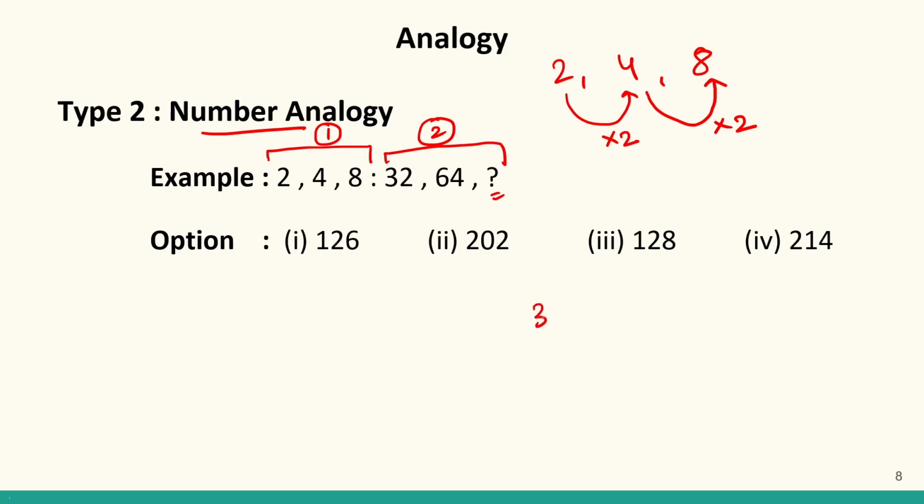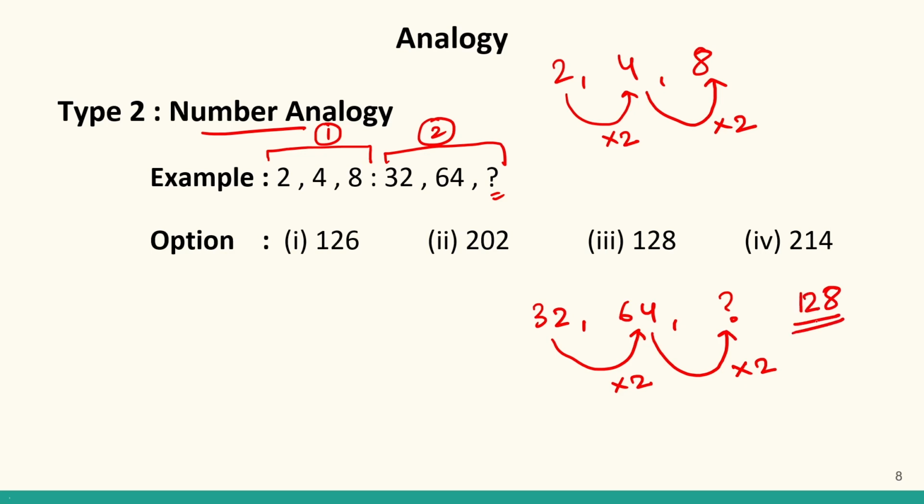In the second part, we have 32, 64 and this is the missing term. So if I multiply 2 into 32, I'll get 64. So to find the missing term, I have to use the same logic. That is, I have to multiply it by 2. And if I multiply 2 into 64, my answer will be 128, which is option number 3.